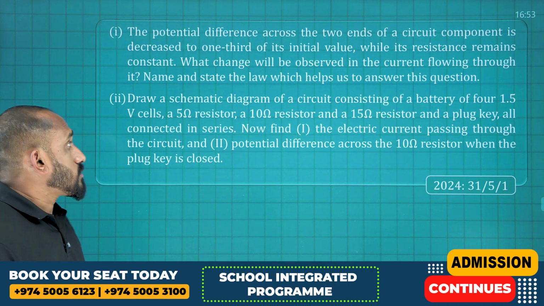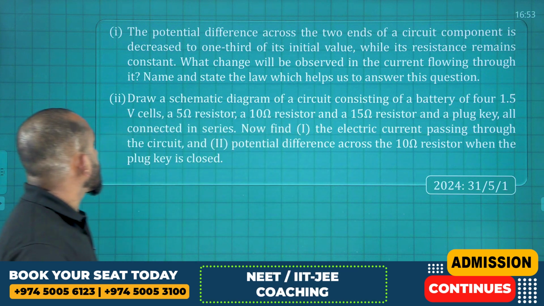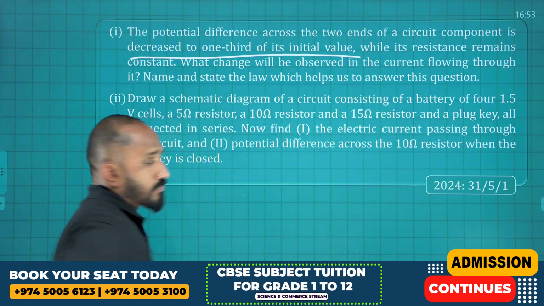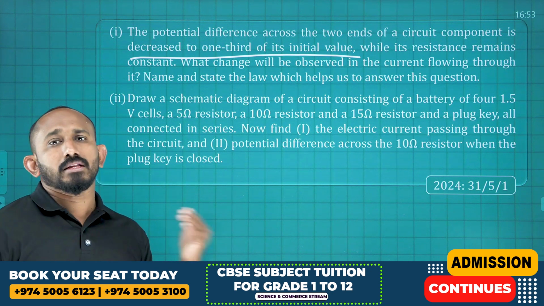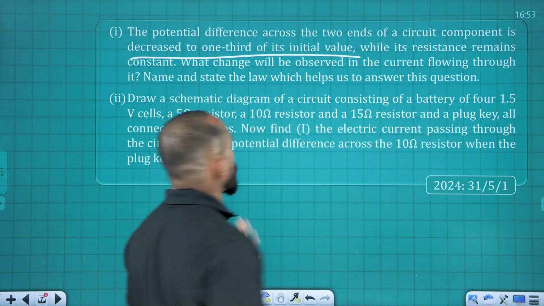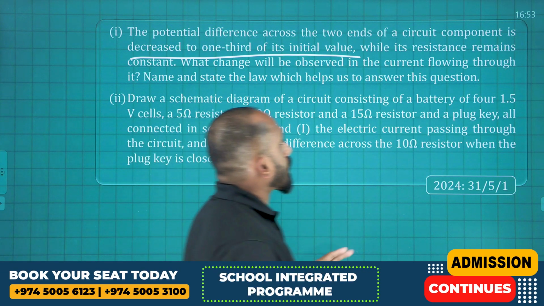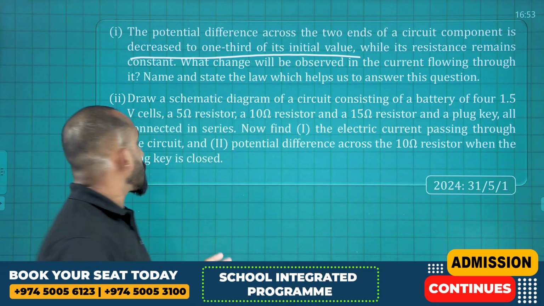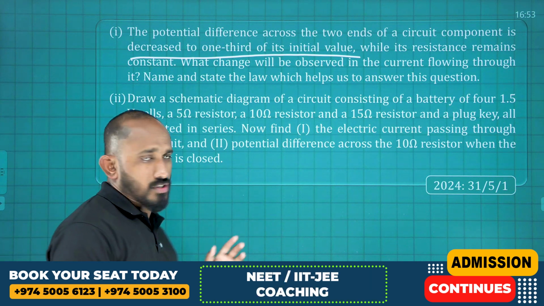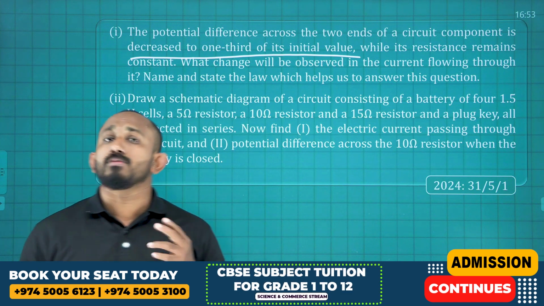The potential difference across the two ends of a circuit component is decreased to 1/3 of its initial value V, while its resistance remains constant. What change will be observed in the current flowing through it? Name and state the law which helps to answer this question. So that's a direct question based on Ohm's law.